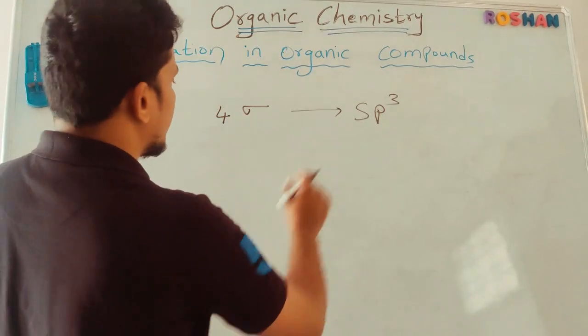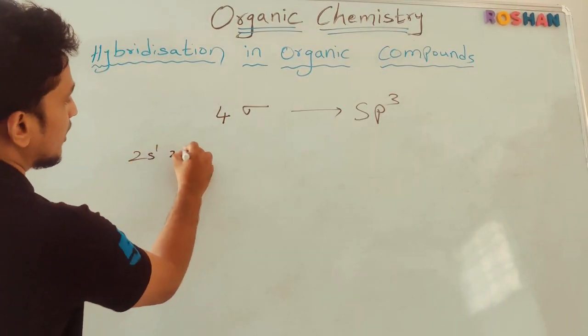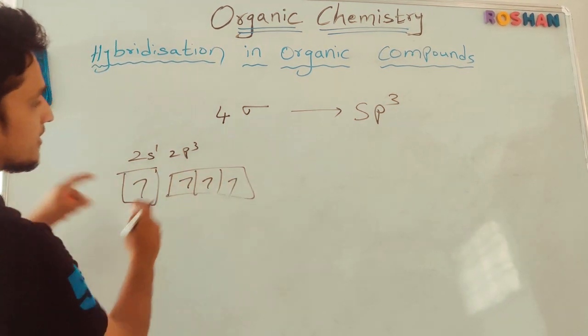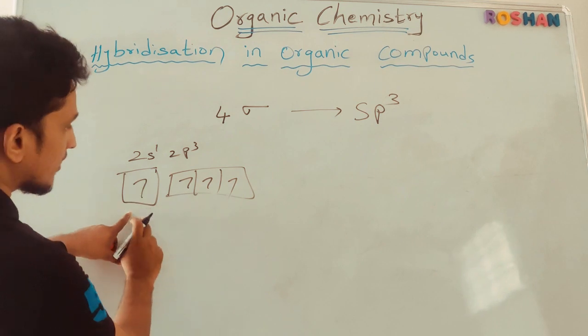Sir, why is it sp3? I already represented the configuration: 2s1, 2p3. How many s orbitals are there? 1 s orbital. How many p orbitals are there? 3 p orbitals. 4 sigma bonds means 1 s orbital and 3 p orbitals.